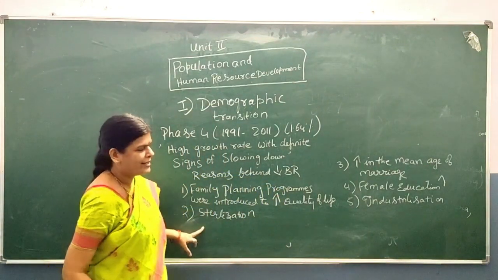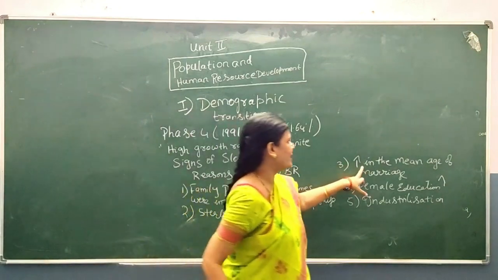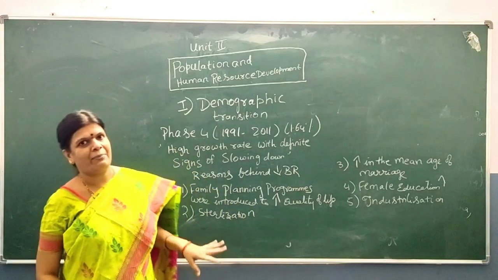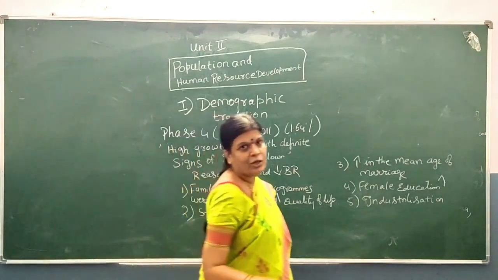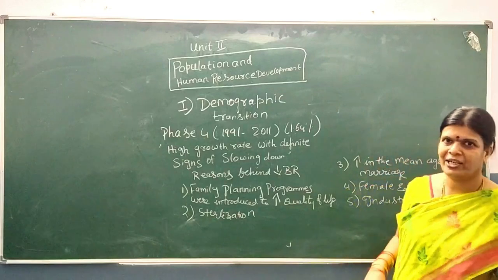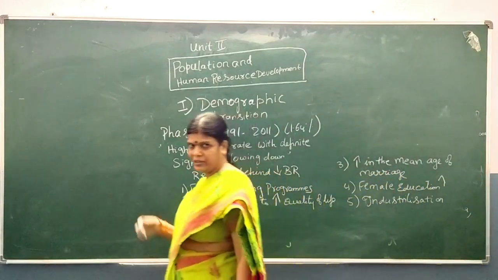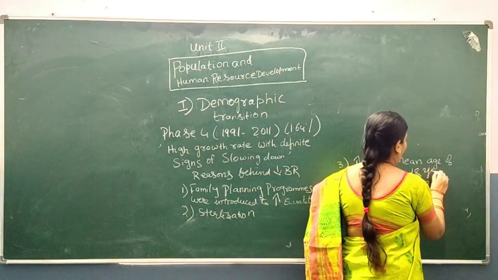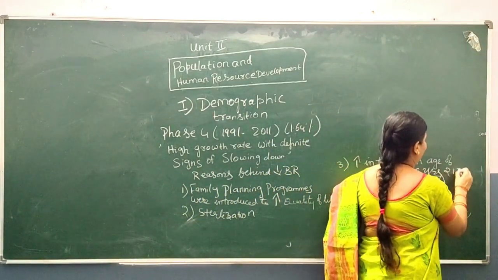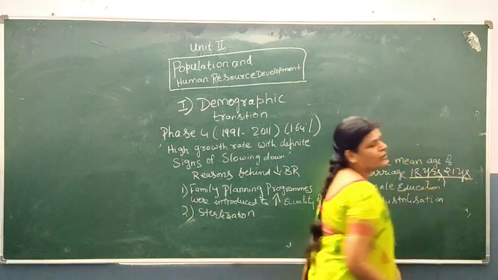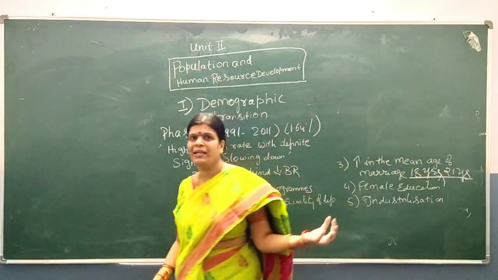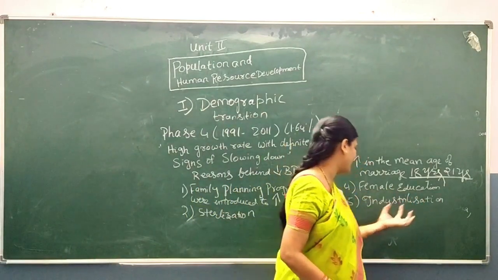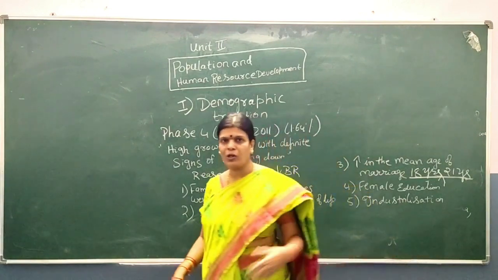Family planning through sterilization. The third one is increase in the mean age of marriage. Actually, child marriages have been abolished. So the female marriage age has been increased to 18 years, and for males 21 years. So the mean age of marriage has been increased. Next one is female education. And the fourth one is industrialization.